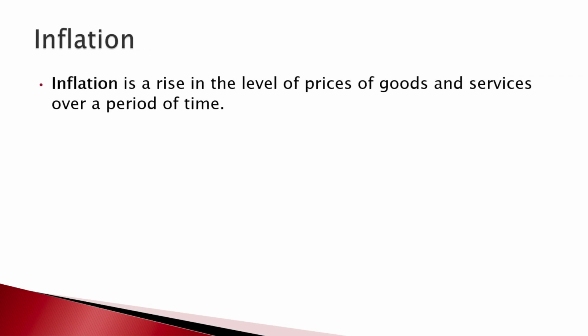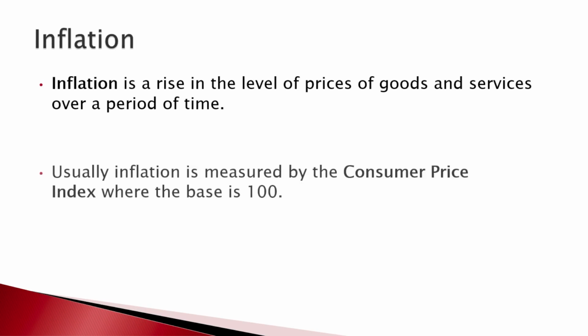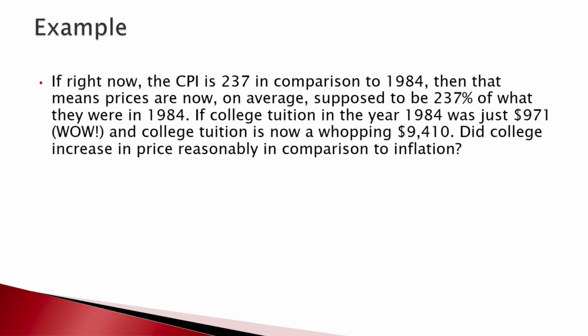Now let's look at inflation. Inflation is a rise in the level of prices of goods and services over a period of time. Usually, inflation is measured by the Consumer Price Index, where the base is 100. For example, if right now the CPI is 237 in comparison to 1984, then that means prices are now, on average, supposed to be 237% of what they were in 1984.